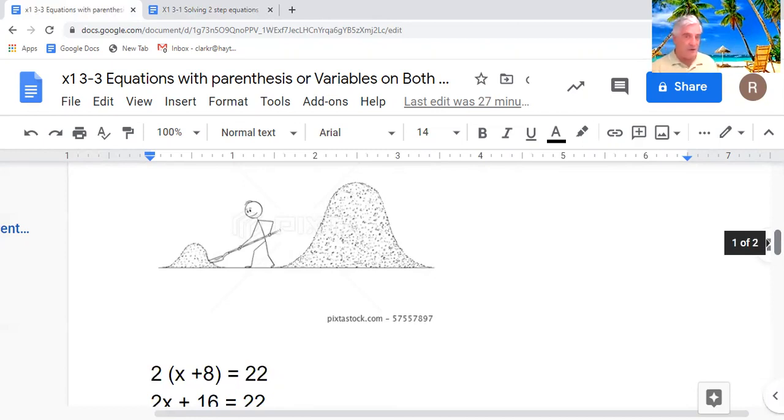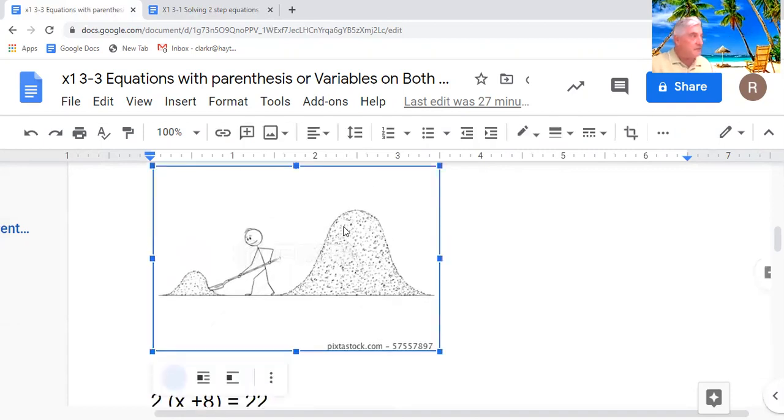Take a look at these 2 piles. If I told you to make them 1 pile, how many of you know that you should go take the small one and put it in the big one? Makes sense.